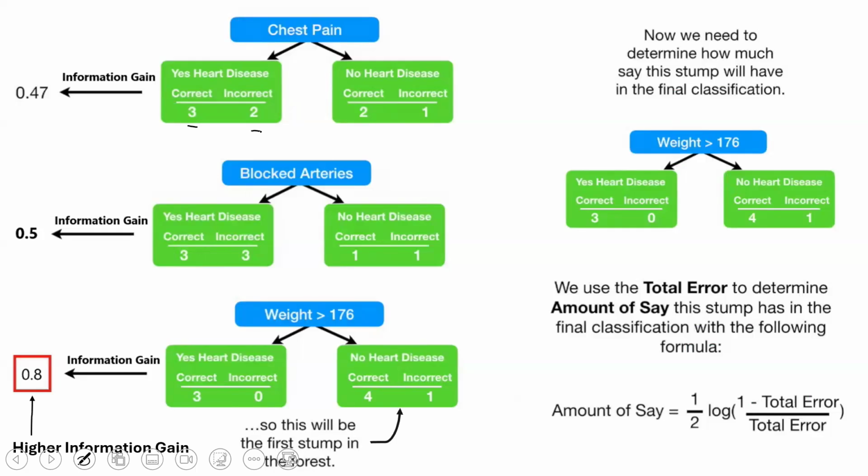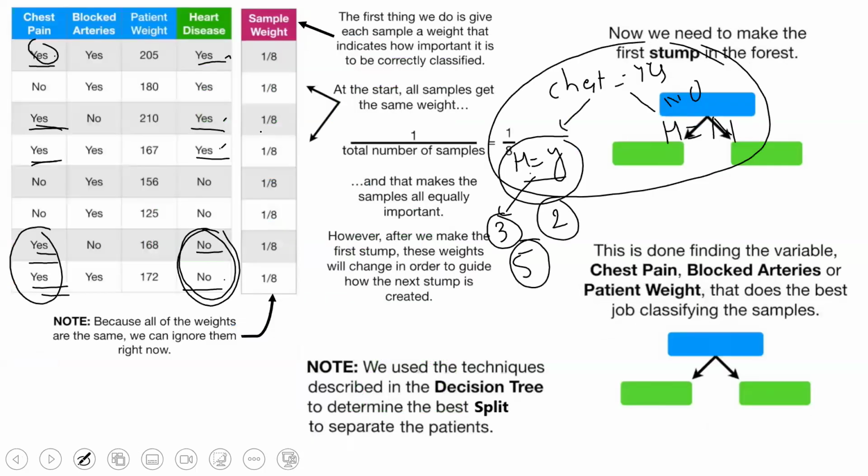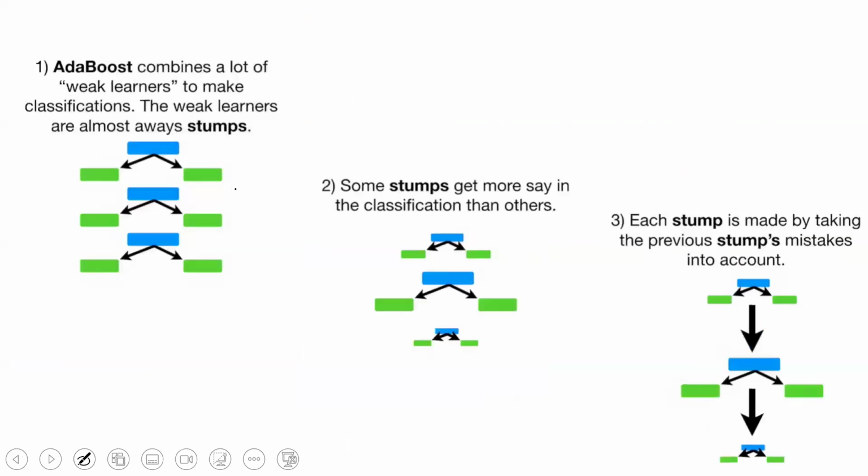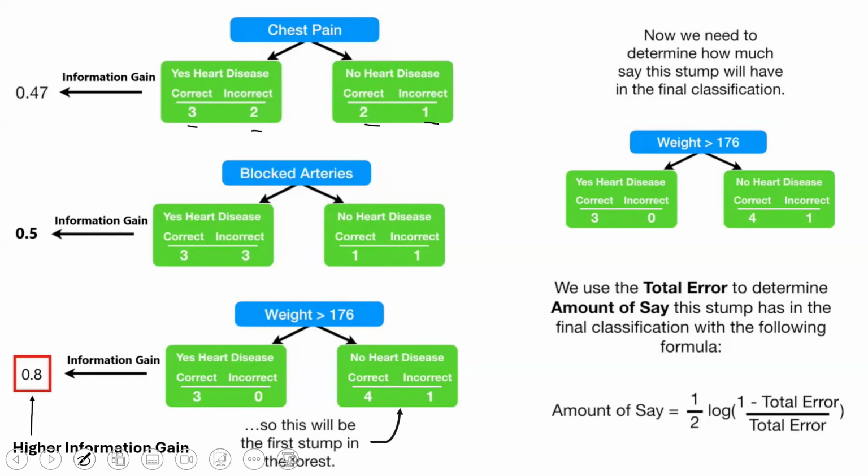When chest pain is equal to no, how many records are there? I have 3 records with chest pain equal to no. When chest pain is equal to no, we are saying no heart disease. But if you look at this one, he has heart disease, yes, right? So this is wrongly predicted. These are rightly predicted. So that comes like 2, 1. So now we calculate the entropy.